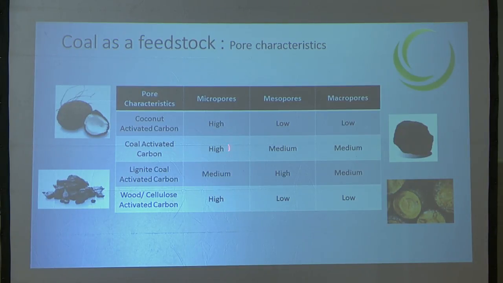We want to be high in micropores right now. Coconut is kind of the best vapor phase. They've got fantastic micropores. They're some of the best out there as far as activated carbon. But most of this comes from overseas. This is all locally produced here with our coal from Gillette.